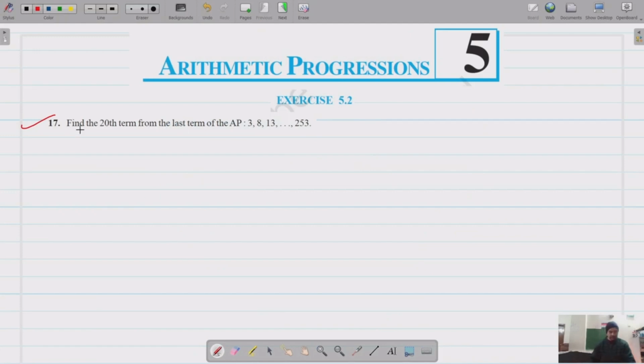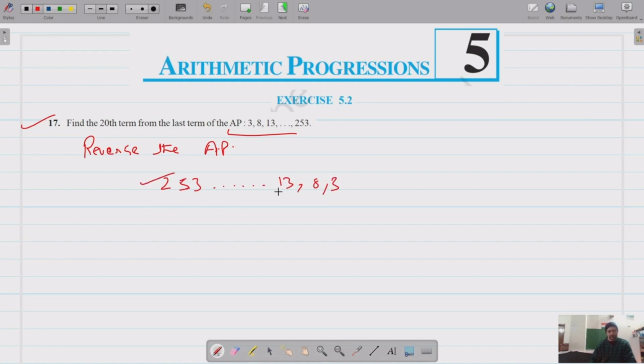Okay, so for question number 17, we have to find the 20th term from the last term of the AP. This one is a tricky one. The formula that we use to find the nth term, A plus (N minus 1) into D, gives us the term from the beginning. But in this question, we have to find the 20th term from the last one. So we are going to reverse the AP. If we reverse the AP, it still will be an AP, just the order changes. So it's 253, it goes like this, then 13, 8 and 3.